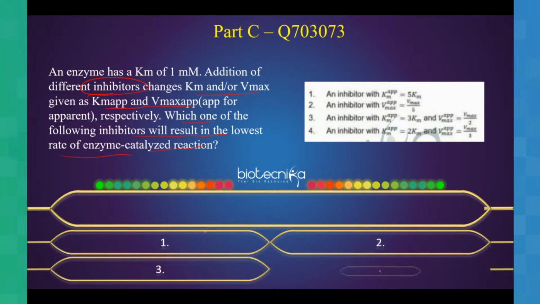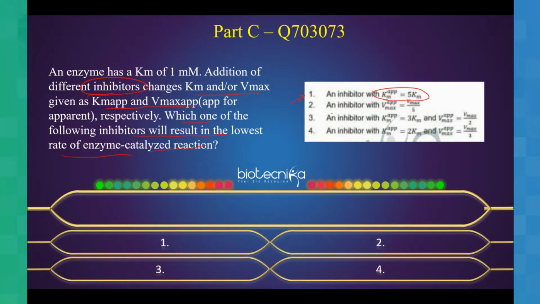Okay, so we have four different options: an inhibitor which has Km app of 5 Km, or an inhibitor which has Vmax app of Vmax divided by 5, or one in which both Vmax and Km are changing. Please note that in the first option Vmax is not changing, and in the second option Km is not changing. If anyone knows about these different types of inhibition, in a competitive inhibitor Vmax doesn't change, and in a non-competitive inhibitor the Km doesn't change. But anyways, that's not what they're asking.